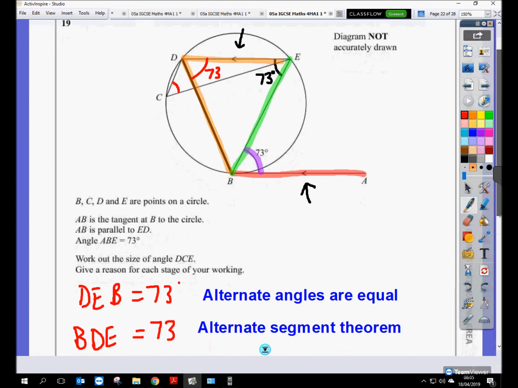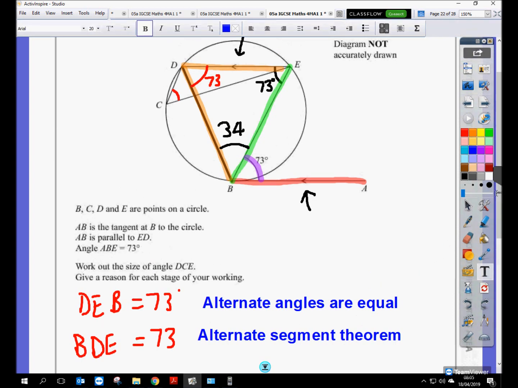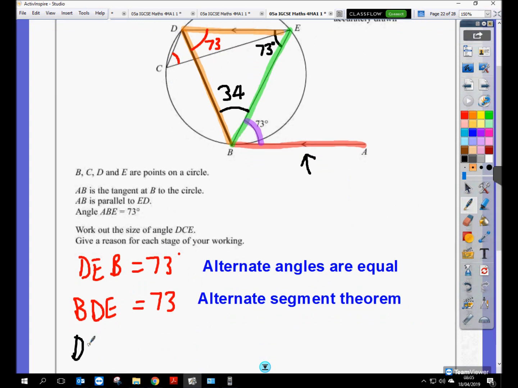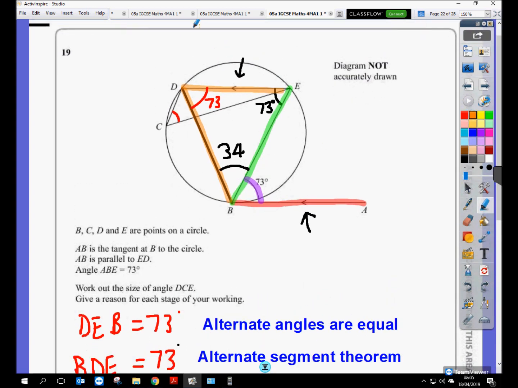We also know now that this angle here will be 34 because angles in a triangle add up to make 180 degrees. So now we know, write that down, that's DBE. So DBE is 34 degrees. And finally, the angle that we're interested in is this one here, DCE.